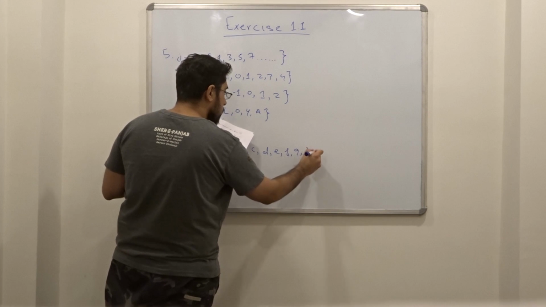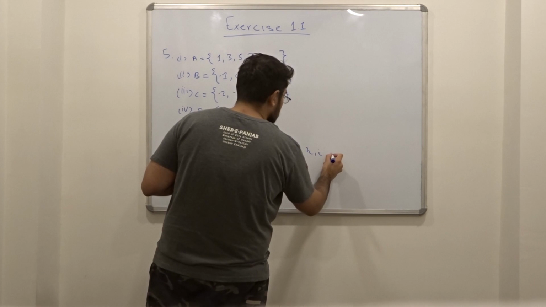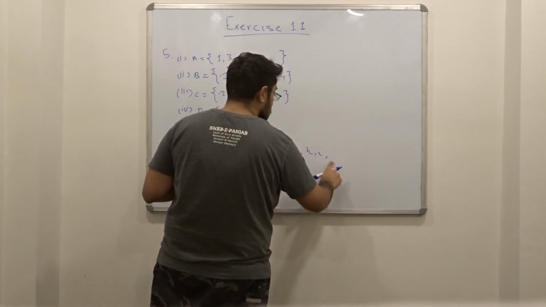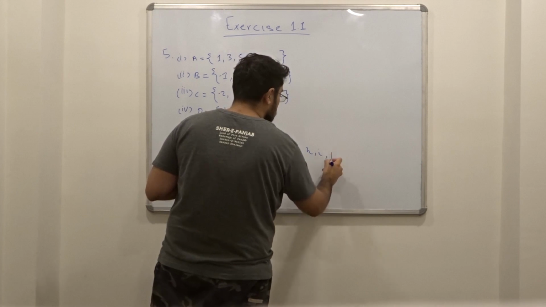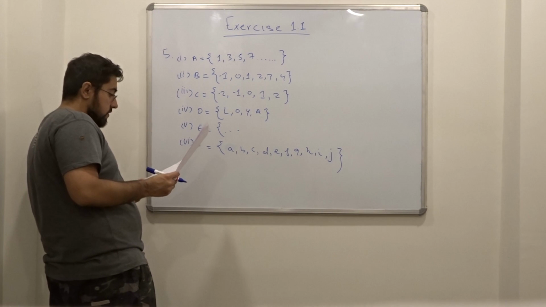So H, I, J. H-I-J. So guys, this is not an F, okay, this is a J. Let's just do it like this, okay? Yeah, so this is it.